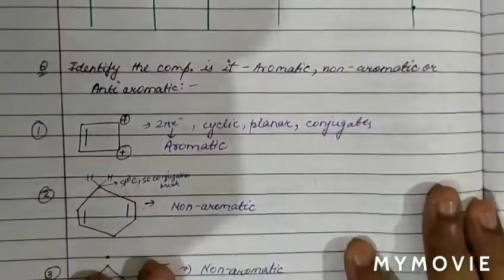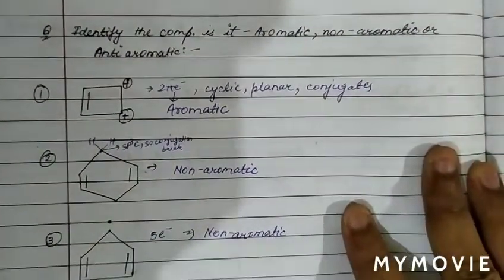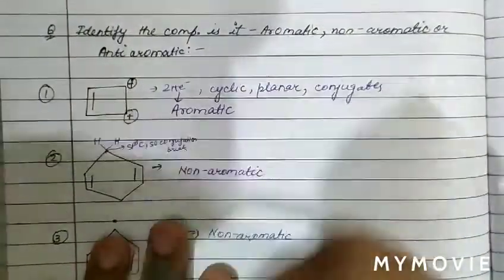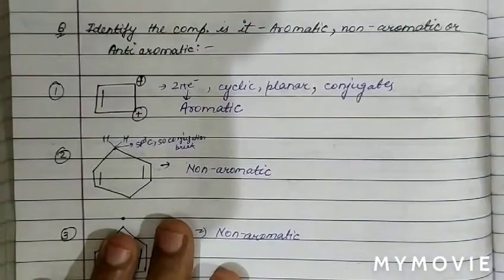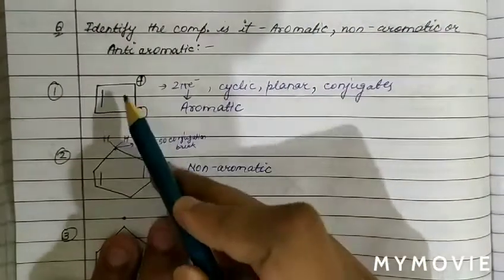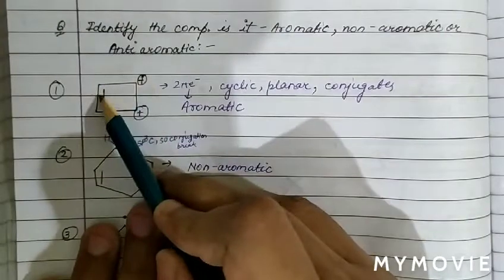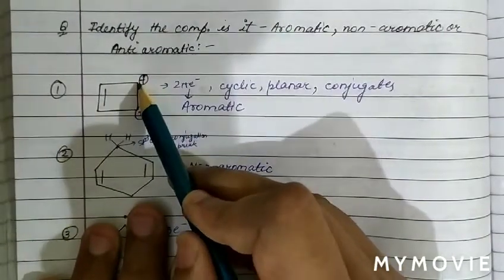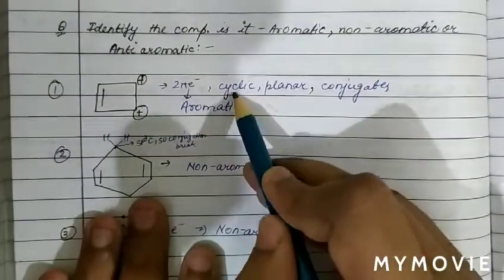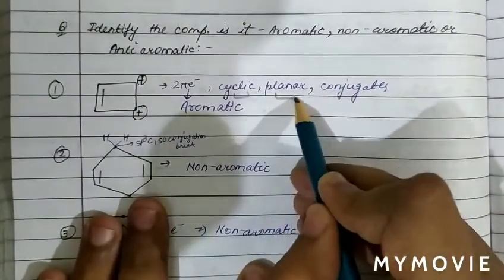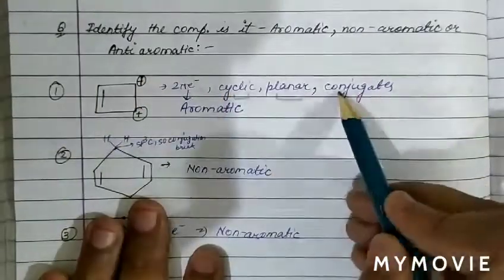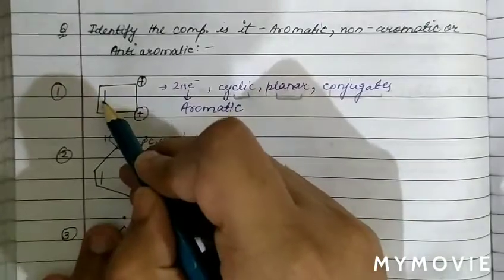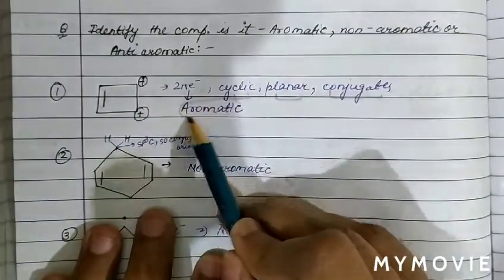Now we have to compare the following compounds. Is it aromatic, non-aromatic or anti-aromatic? See the first compound. Positive charge, single-double, so the cyclic system is there, and the hybridization is sp2, sp2, sp2, sp2, and it is planar. Positive, single-double, so it is a conjugated system. Therefore the number of pi electrons in the ring is only 2, so it is aromatic in nature.